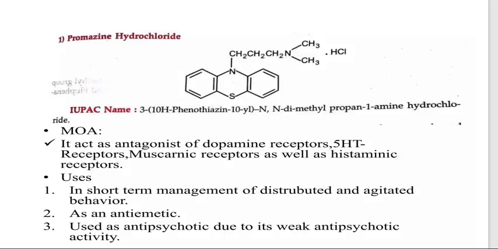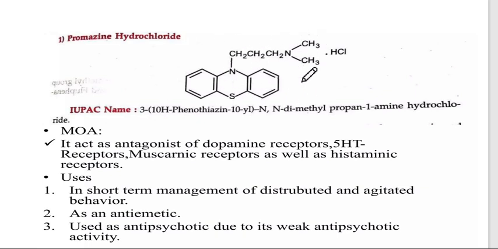Hello everyone. So today we'll be discussing the important drugs that are used as antipsychotics, and about the mechanism and different uses. So first is promazine hydrochloride. This is the structure of promazine hydrochloride.